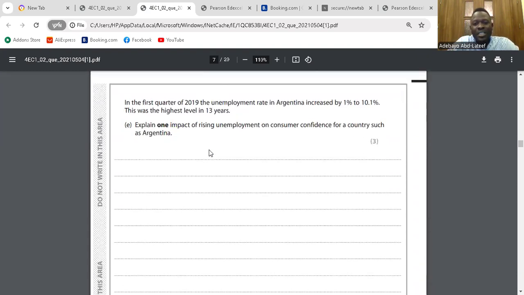Explain one impact of rising unemployment on consumer confidence for a country such as Argentina. A high unemployment rate will affect the confidence level of consumers as they will become pessimistic about the future. And if they are pessimistic about the future, they wouldn't want to buy things. So consumption will fall, and they will cut their spending. Any question about that? No. We'll move on to F.